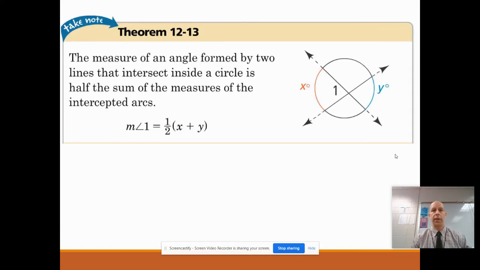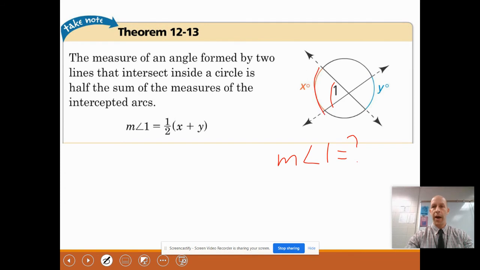So our first theorem today is Theorem 12.13, and it says that the measure of the angle formed by two intersecting lines inside of a circle is half the sum of the measures of the intercepted arcs. In other words, if we want to know what angle 1 is, what is the measure of angle 1? It is going to be half of the sum of the measures of arc x and arc y. So that's our formula here. Let's see that in an example.